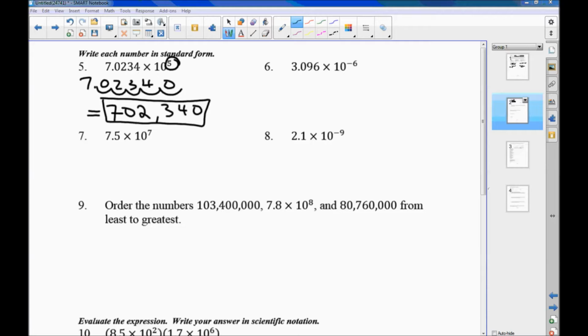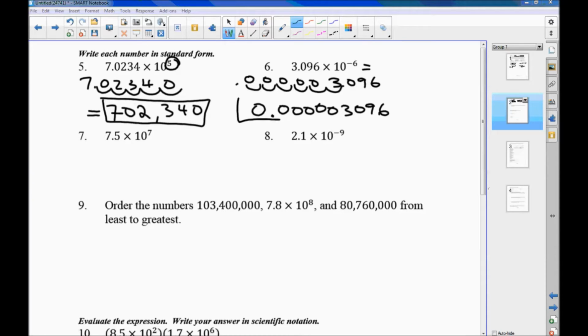All right, number 6 here, we have 3.096 times 10 to the negative 6. So this one's got a negative exponent, so we're going to be making this number close to 0. So we're going to have to move the decimal to the left. So 1, 2, 3, 4, 5, and 6. So it's going to be 0 point, and we have 5 zeros there, then 3096. And there's our final answer. Okay, notice once again, I did not write my final answer with a bunch of loops underneath it.